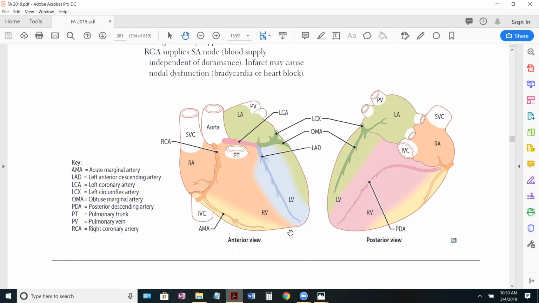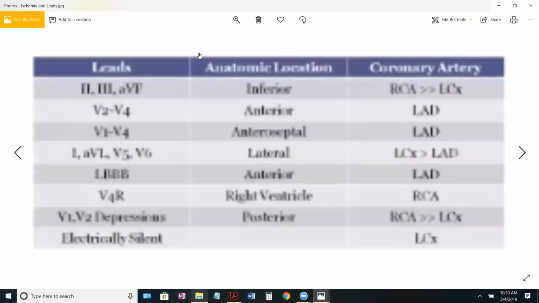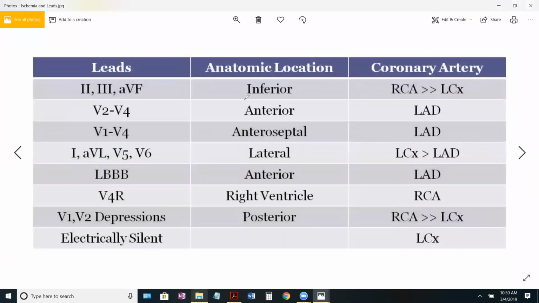So when we combine these two areas, there is a very nice table that you will see in the Hoover 2. But this is an area that they most often ask you. So if the inferior wall MI is happening, remember these are the leads that will show the biggest changes.